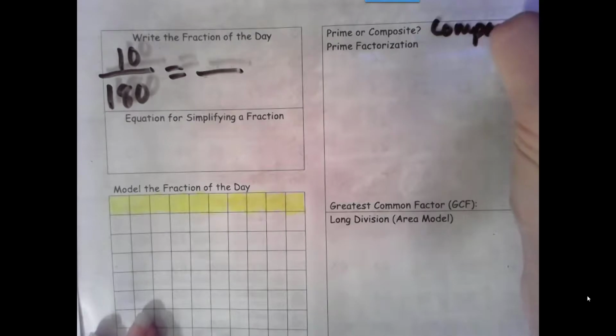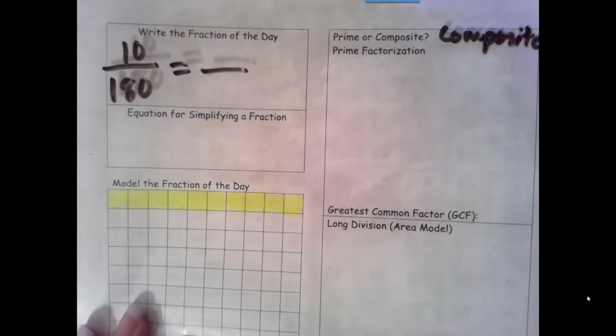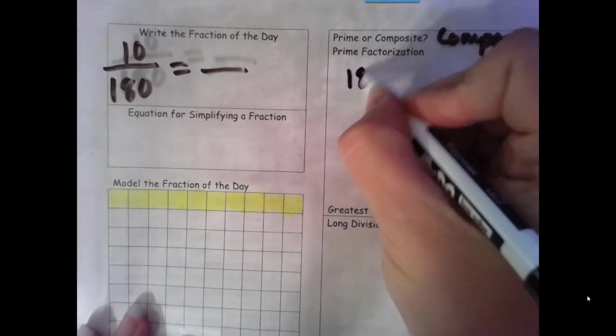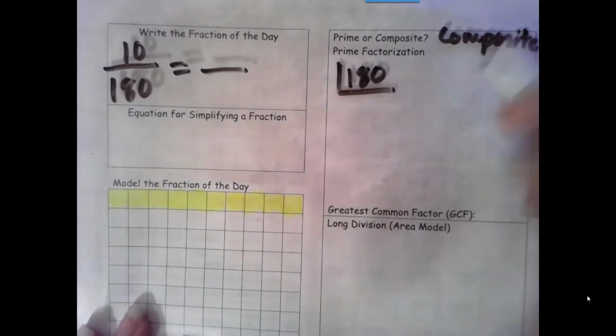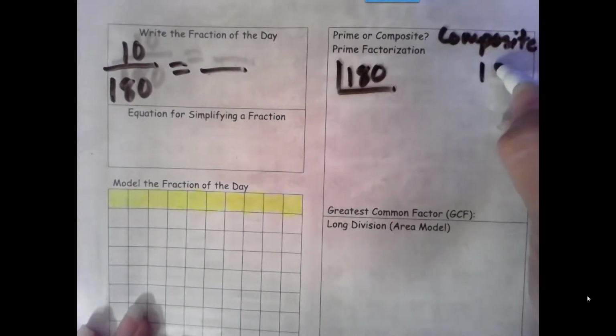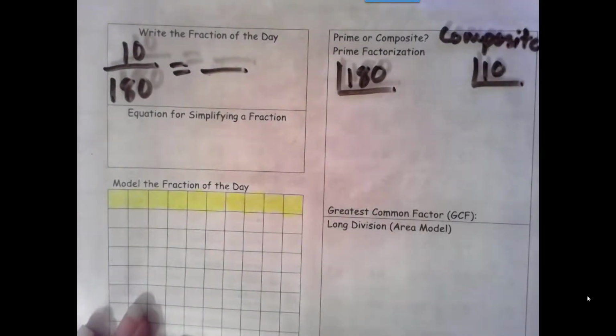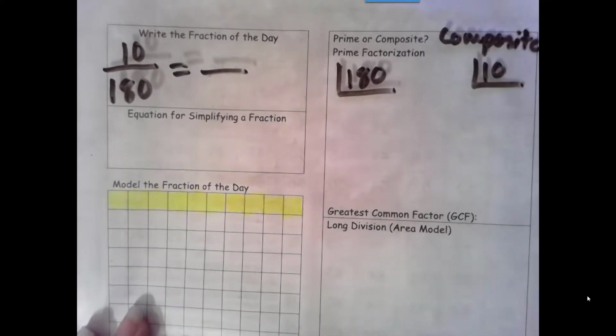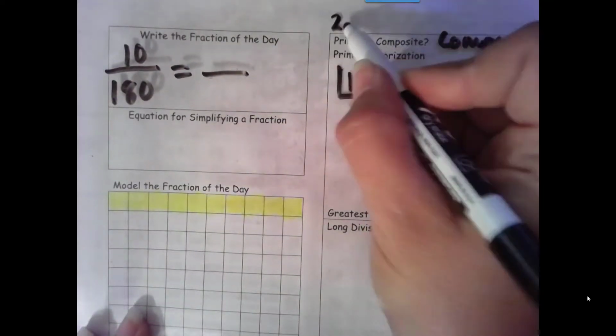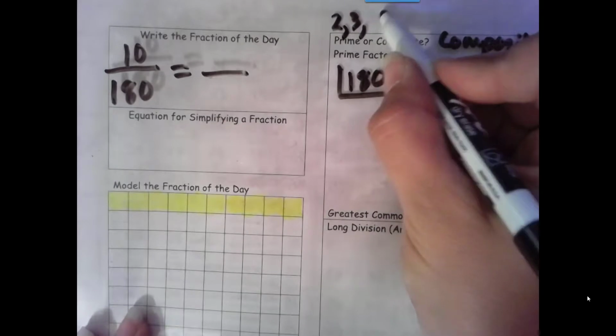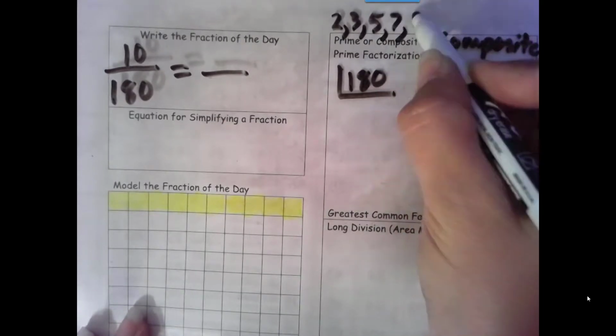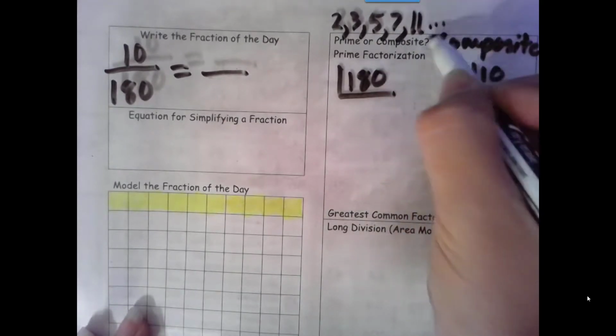Since it's composite, that means we're going to need to do the prime factorization of both the numerator and the denominator, not just the denominator. For our prime factorization, we're using upside down division. And we're going to use our prime numbers. Our first 5 are 2, 3, 5, 7, 11.